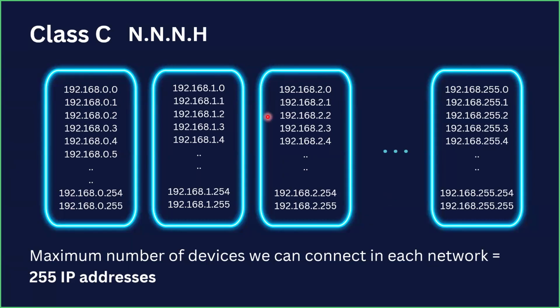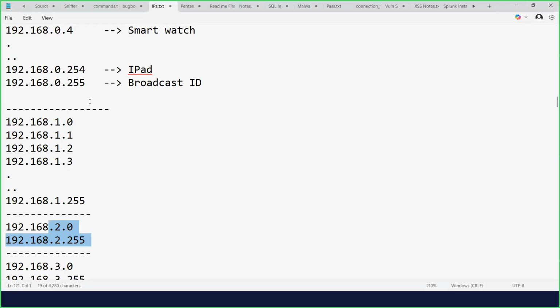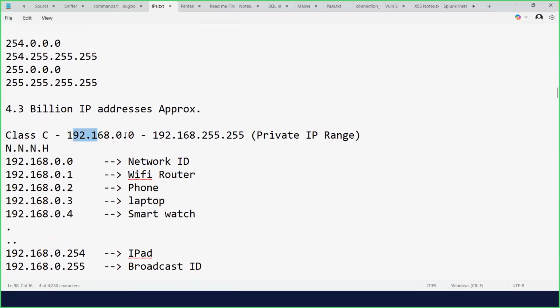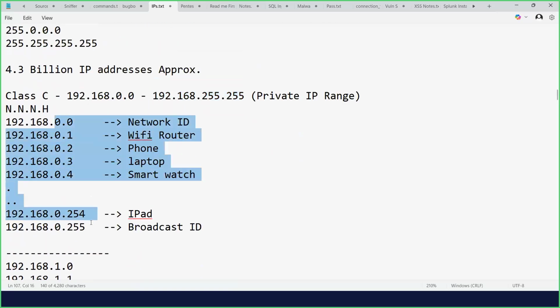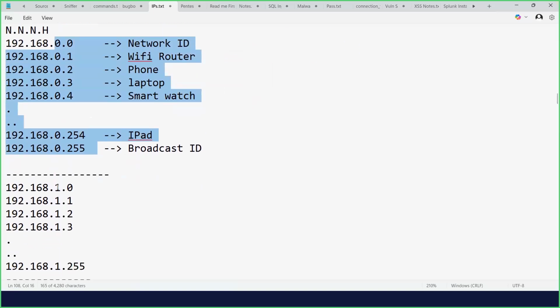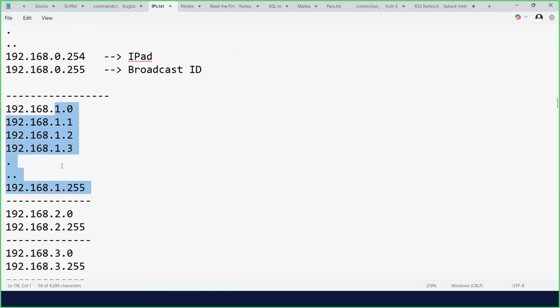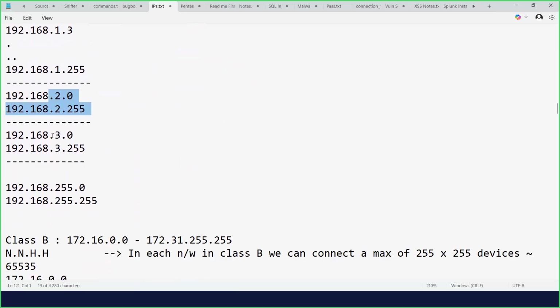So if you notice over here, the entire range of class C starts from 192.168.0.0 to 192.168.255.255. This was the question I was about to ask myself. But again, since you've asked it, here the first network is 0.0 to 0.255. 1.0 to 1.255, this is the second network. 2.0 to 2.255. 3.0 to 3.255. 4.0 to 4.255. Goes on and on up to 255.0 to 255.255.